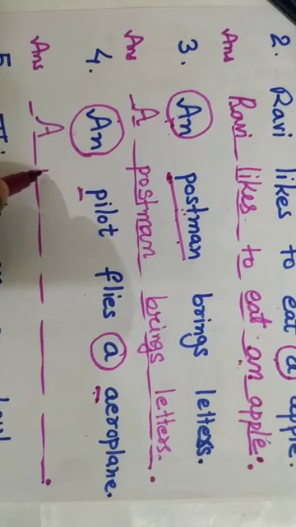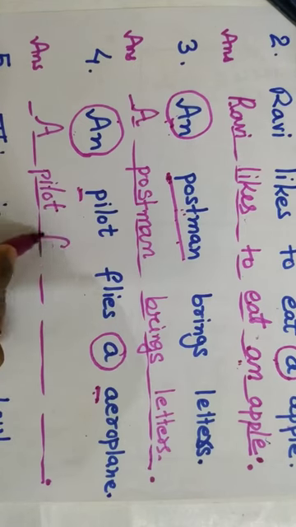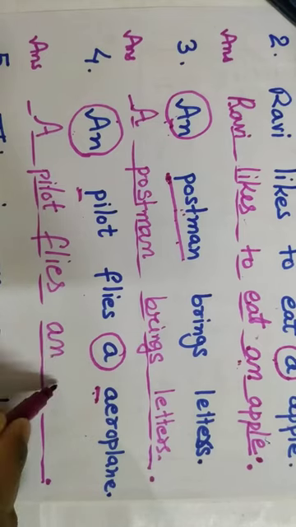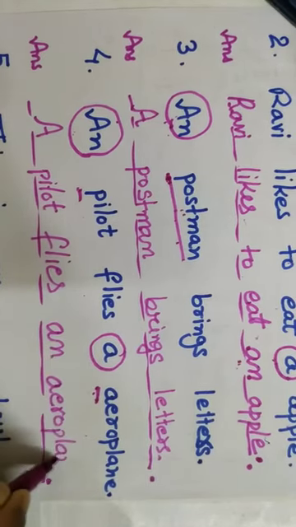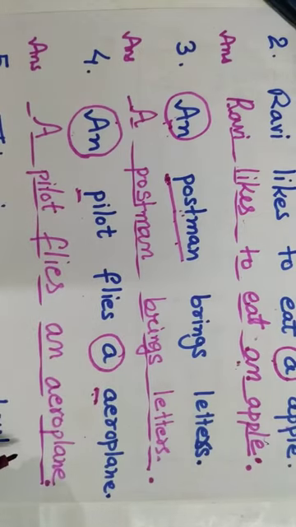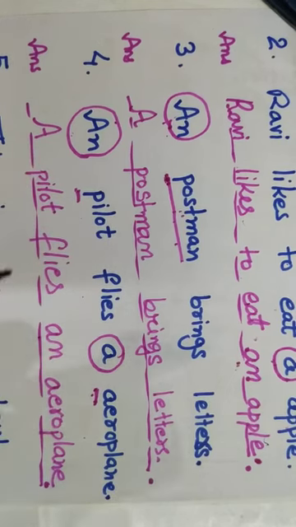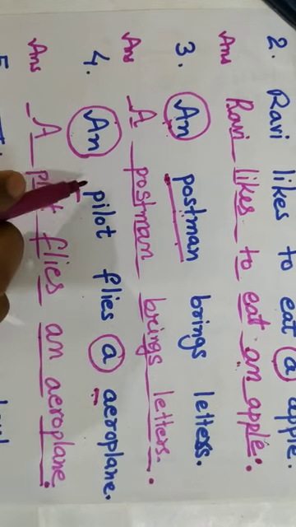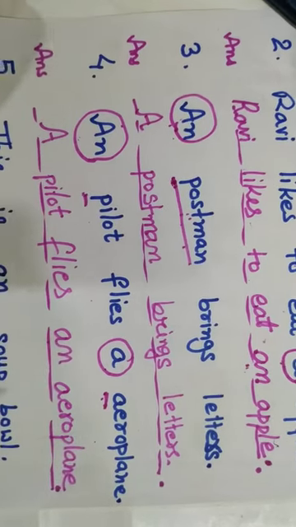A pilot flies an aeroplane. A-E-R-O-P-L-A-N-E. Now clear? Two mistakes are there. In one sentence, it may be one or two mistakes. So I found two mistakes. An pilot, there is a mistake. A aeroplane, that is also a mistake.